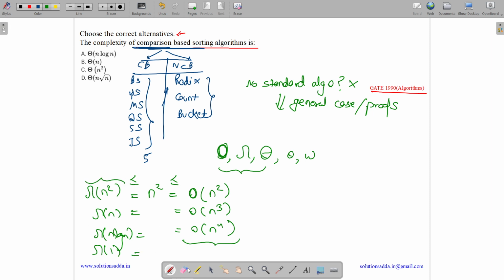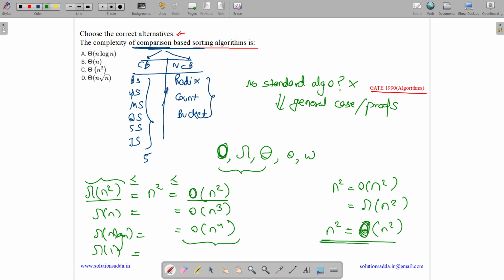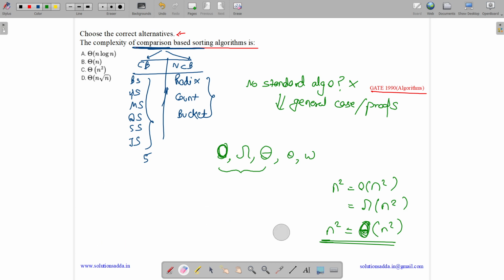And what is theta notation? Anything which is both big O and omega. We can write n square both as big O of n square, as well as omega of n square. So n square equals theta of n square, which means it has both the upper bound and lower bound the same. Then we can write it as theta of n square. Now let us see the options.